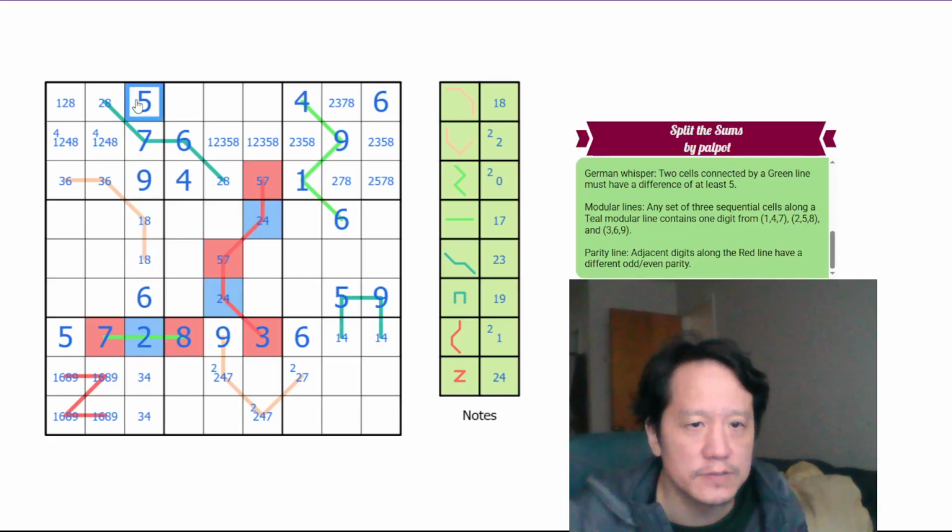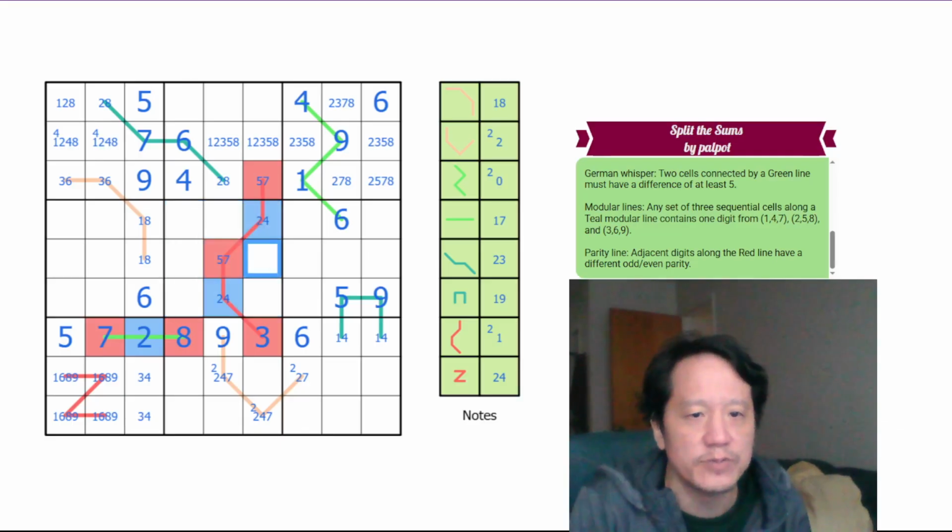1, 8, 6 here. 5 has to be one of these 3. 3 cannot be here. 6 can't be here. Okay, where's 6 in box 5? Can't be here, can't be here because of 6s in the rows and columns. Can't be on the parity line, so 6 has to be here.